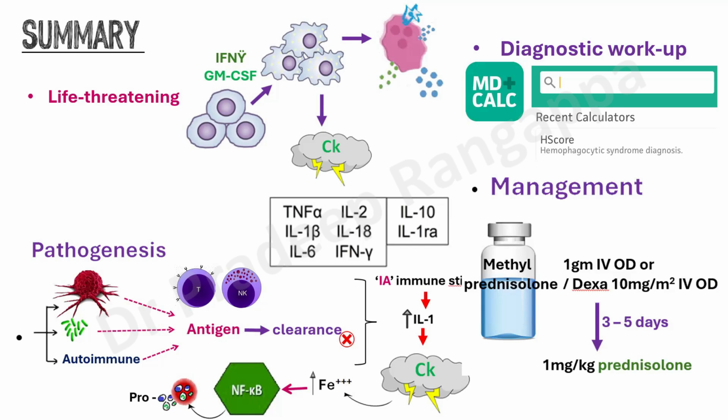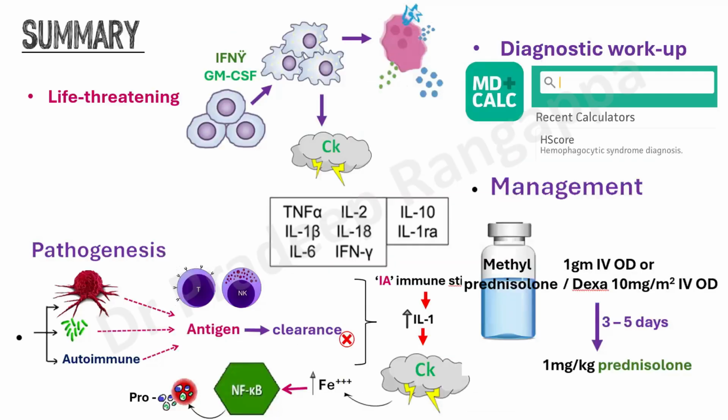Management, simplistically, methylprednisolone 1 gram once a day for 3 to 5 days, and wean it to 1 milligram per kg per day of prednisolone, or dexamethasone is what we commonly use. So that remains the mainstay. The other agents, you can think of anakinra, plasma exchange, etoposide, and even in severe neurological manifestations, intrathecal administration of some of these agents has also been looked at. Intrathecal administration of cyclophosphamide, so on and so forth, has been reported in some of the case reports.